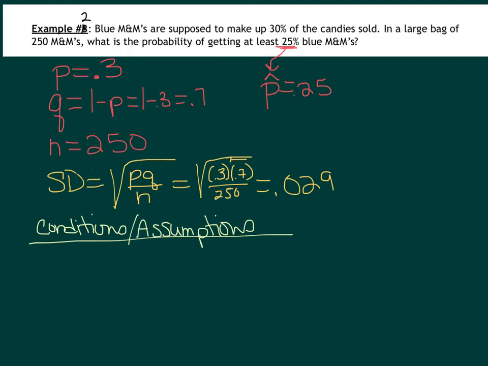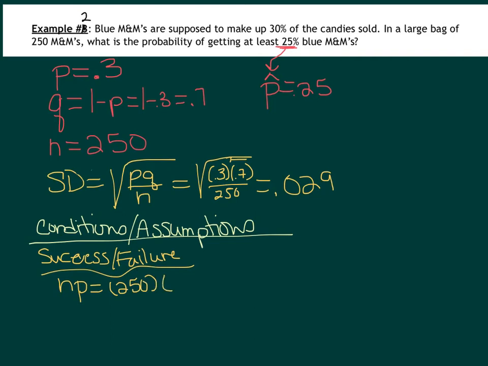And I'm going to start with my success-failure condition, which is my np, nq. And once again, I am using the p of 0.3, not the 0.25. So my n, my sample size, is 250. My population proportion is 0.3.